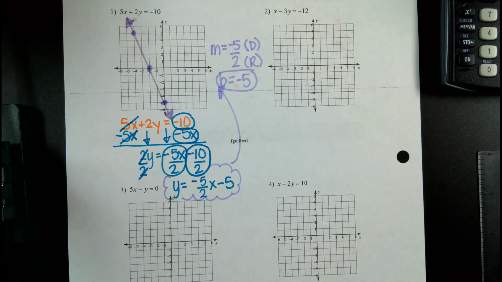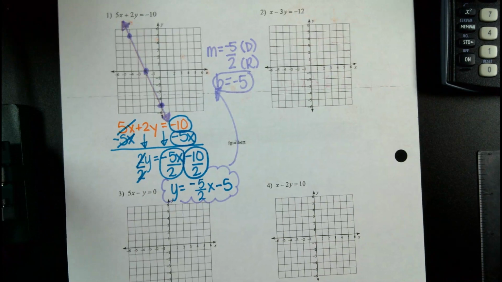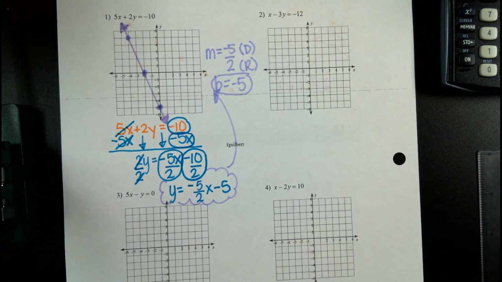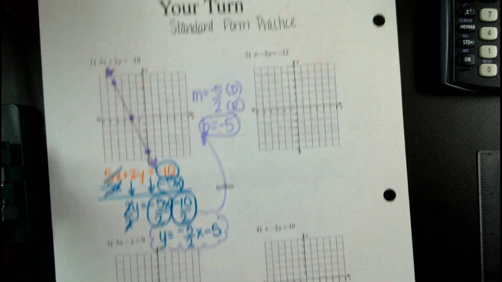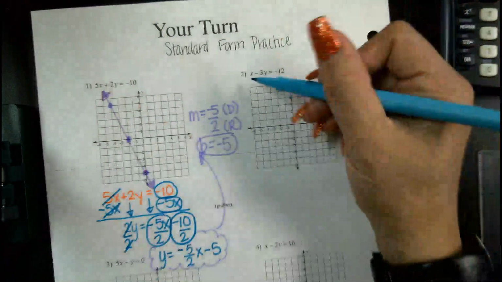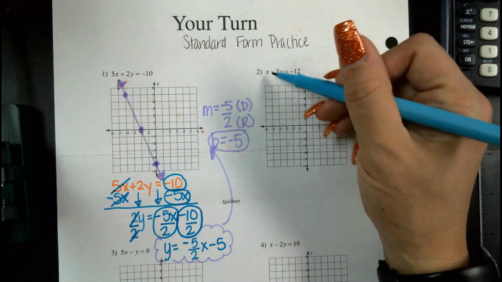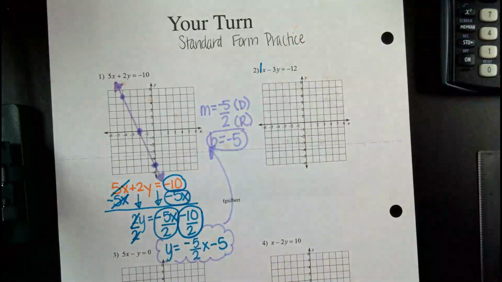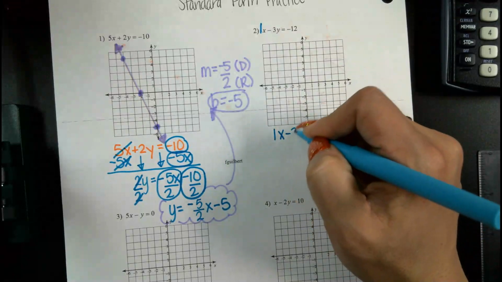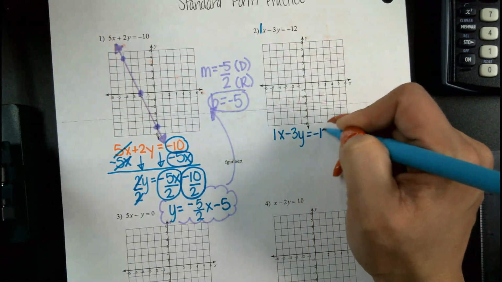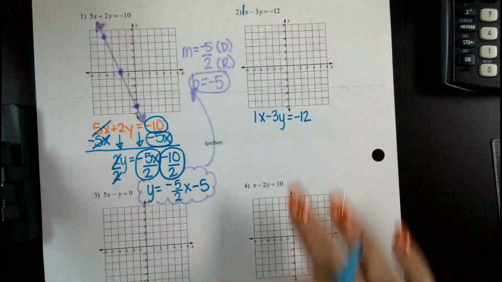All right, now problem number 2, I wanted to make sure we did that one together because that x out front doesn't have a number in front of it, and we need to move it to the other side. So what do I typically tell you guys to do if there's not a number there? Put a 1 there. Okay, so 1x minus 3y equals negative 12. I just wrote the equation under the graph.